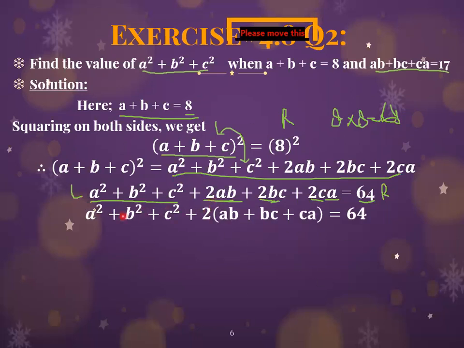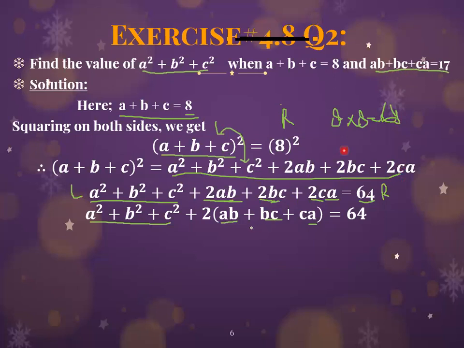On the left side, what you will write down, this thing will remain the same: (a + b + c) whole square equals a square plus b square plus c square plus 2. Now you will take 2 as common, so you will write it outside the bracket, and inside the bracket you will write the uncommon things, which are ab plus bc plus ca. So you have this ab plus bc plus ca, which is equal to 17.